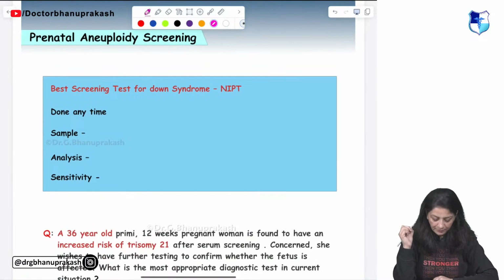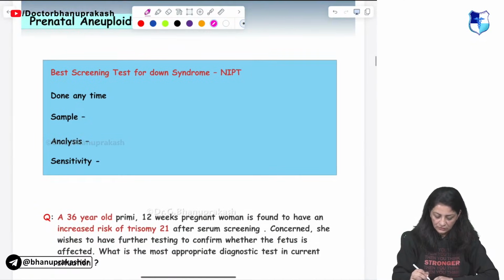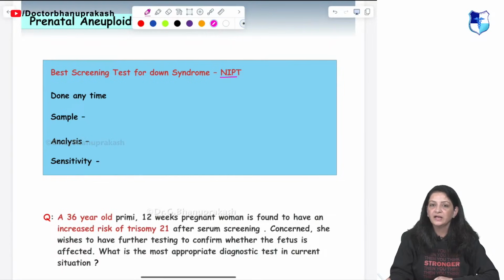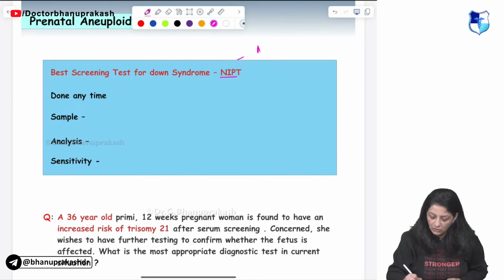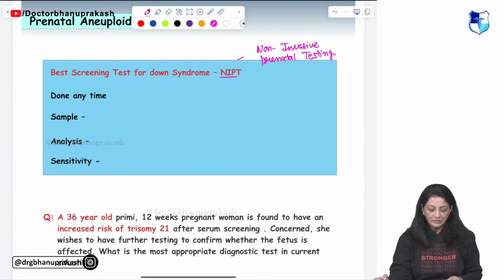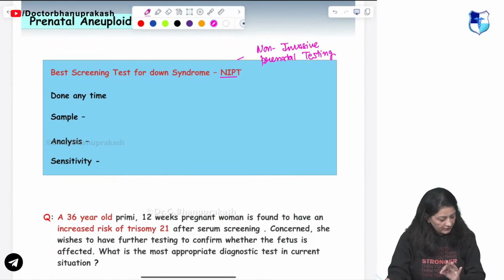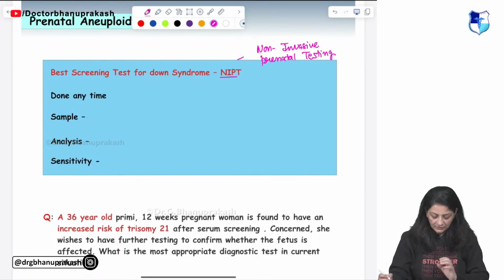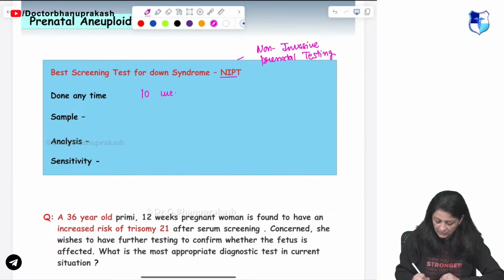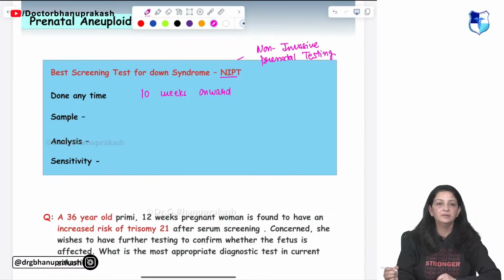Next topic, the best screening test for Down syndrome. The best screening test for Down syndrome is non-invasive prenatal testing. This is a secondary screening test for Down syndrome, done at around 10 weeks onward. We can do this test after 10 weeks of pregnancy.